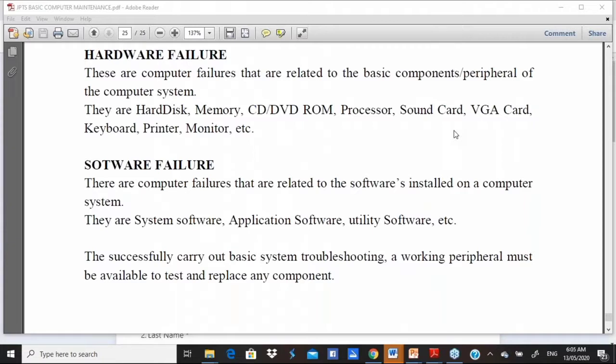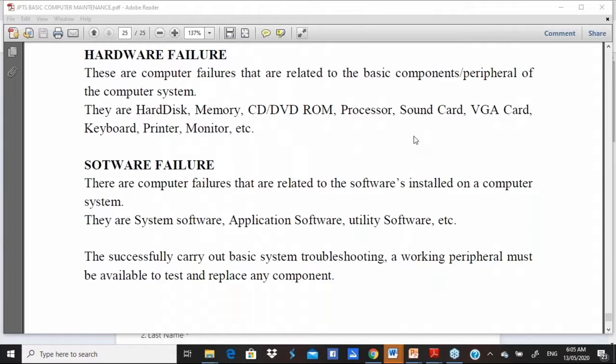And what are the various software that can have issues? We have the system software that we also know as operating system. We have the application software that we also know as application package. We also have the utility software. We have the productivity software and the rest. So I won't belabor that because we already discussed and explained all this software.